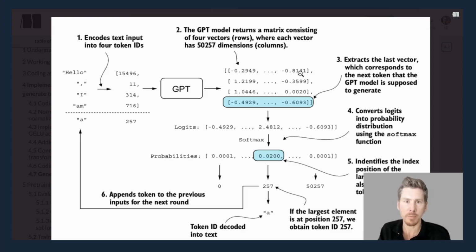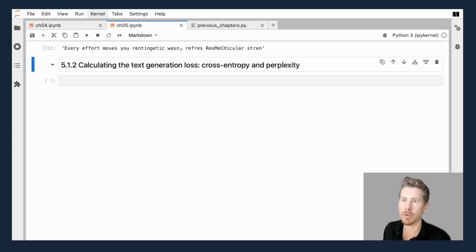Remember in chapter 2, we set up the inputs and the targets, where the targets were shifted by 1. If we have something like "hello, I am" as our inputs, the targets would be "comma, I am a", right? So the output that comes from the first token should be able to generate the comma token. Maybe if this is too complicated, let me give you a simpler, concrete example.